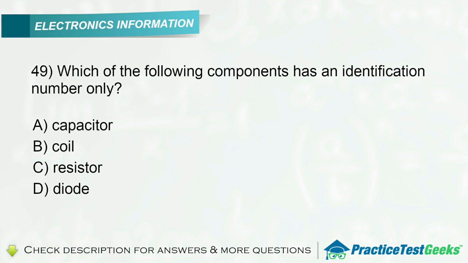Question 49. Which of the following components has an identification number only? A. Capacitor, B. Coil, C. Resistor, D. Diode.